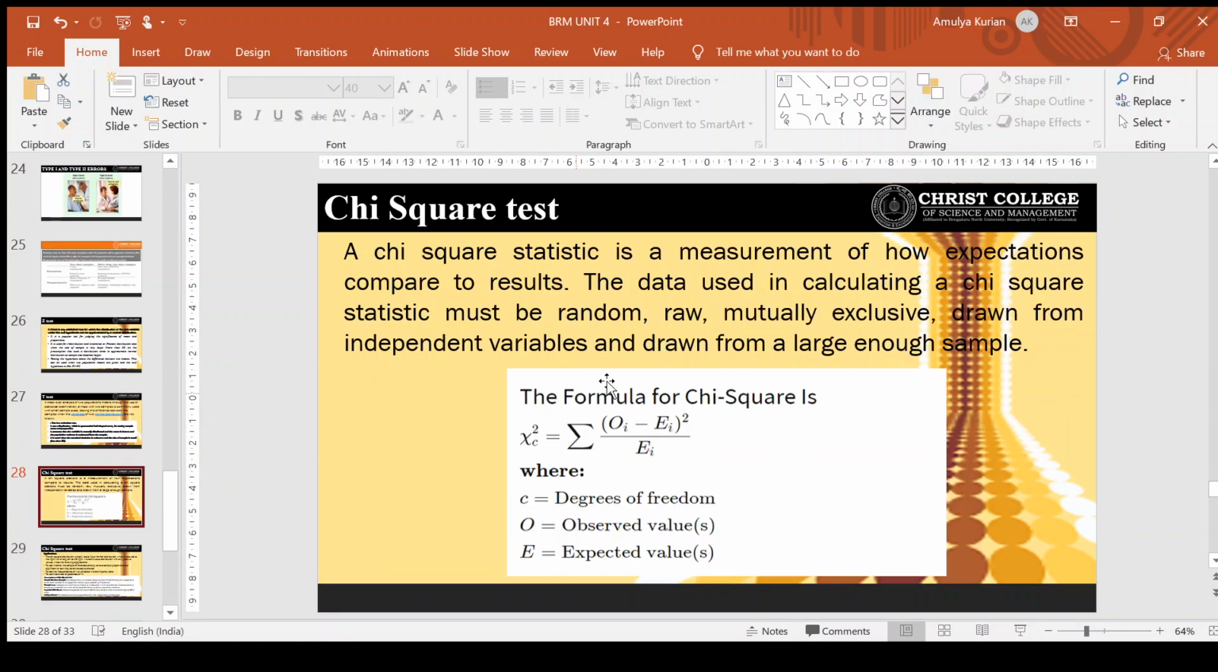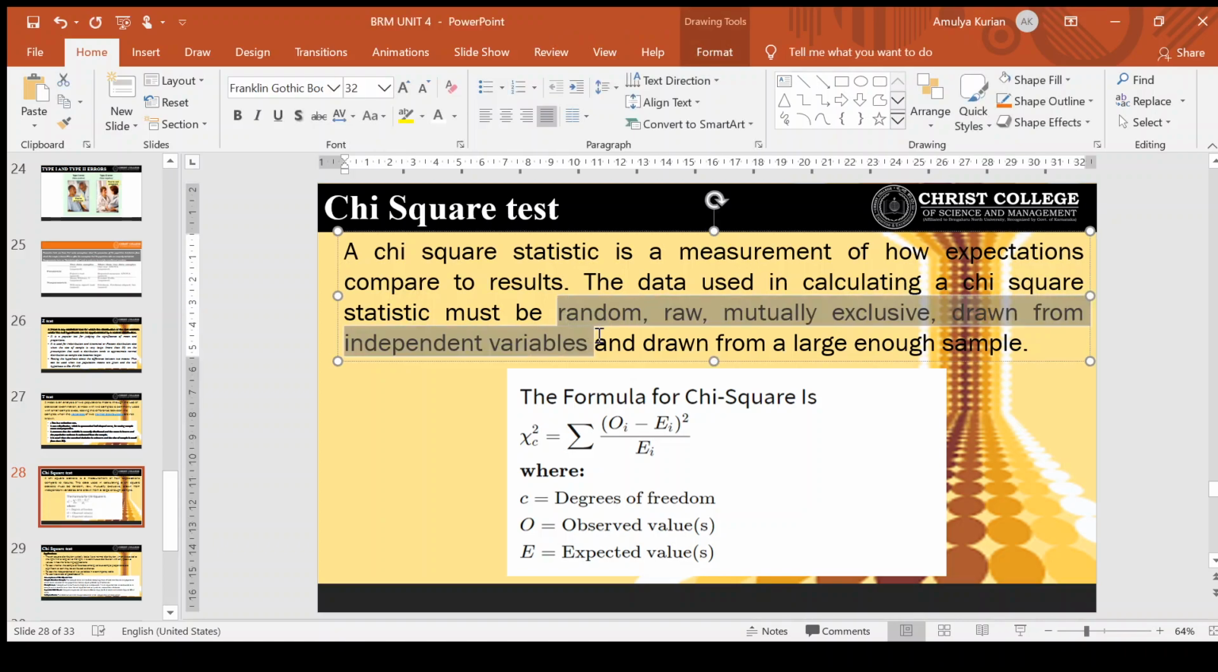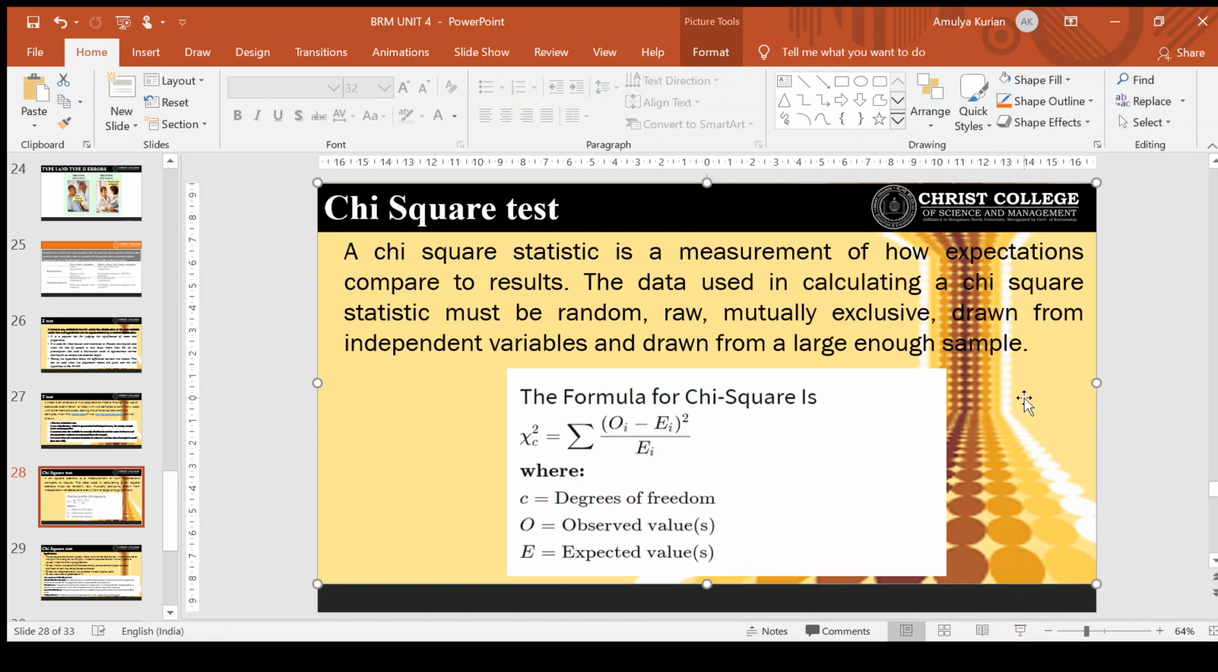Now next one, chi-square test. A chi-square statistic is a measurement of how expectation compare to results. Okay, here in chi-square, the data used in calculating a chi-square statistic must be random, raw, mutually exclusive, drawn from independent variables, and drawn from large enough samples. The sample size should be more, and it should be randomly taken, then mutually exclusive.